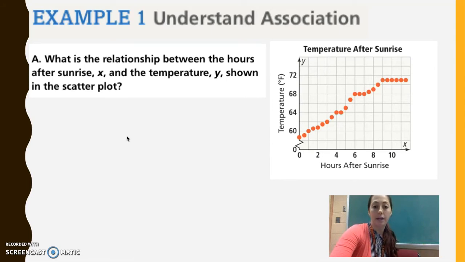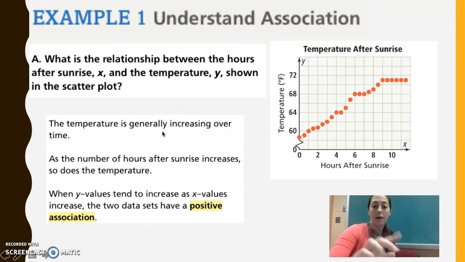And so what's happening here? That's what we're comparing. We're understanding the association. As the time goes up after sunrise, the temperature is increasing. The temperature is generally increasing over time. As the number of hours after sunrise increases, so does the temperature. So this is the math part. When Y values tend to increase as X values increase, the two data sets have a positive association.